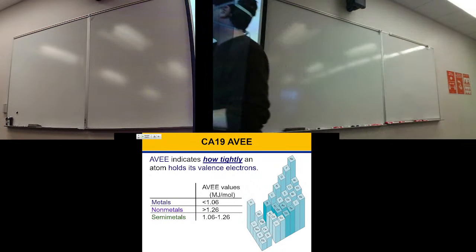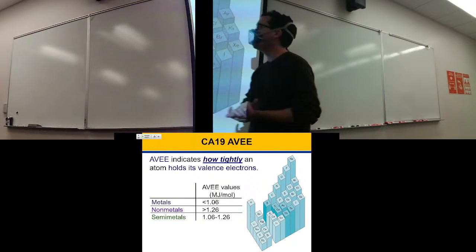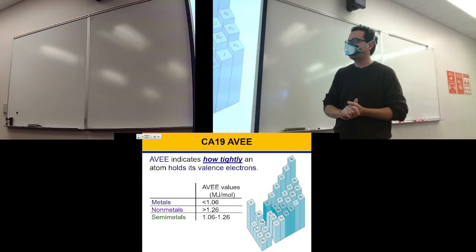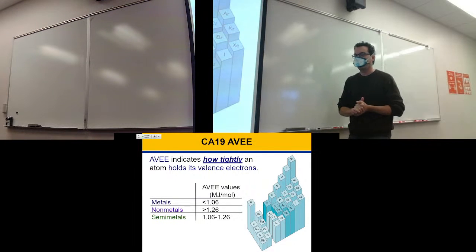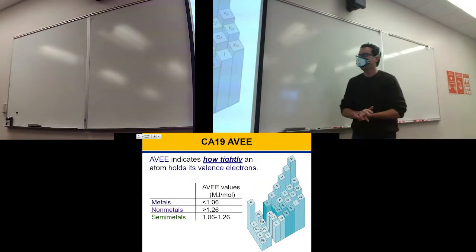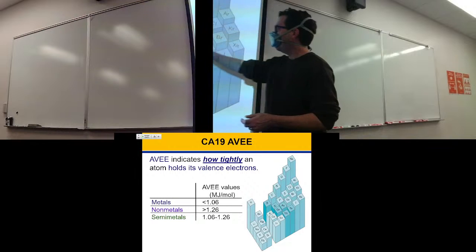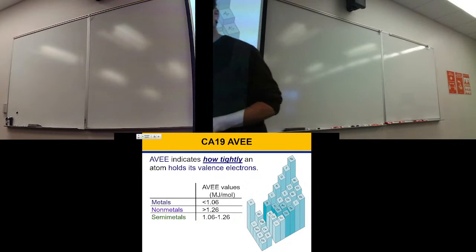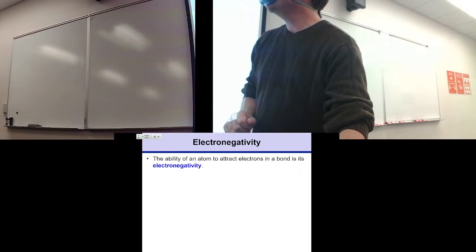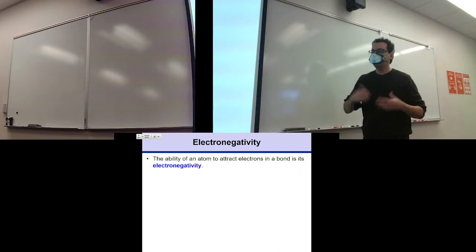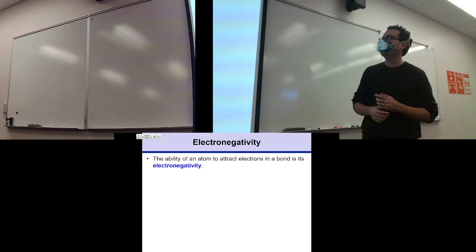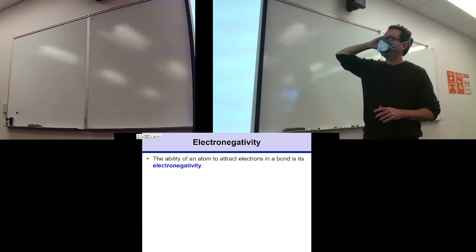And there is a trend with average valence electron energy values. Metals tended to be lower than approximately 1.06. You don't have to remember these numbers, just understand what kind of information you can get from them. Non-metals tended to be all above 1.26, and semi-metals tended to be right in that middle region. Which leads us to a new concept, a little bit different but tied to average valence electron energy, and that is electronegativity.